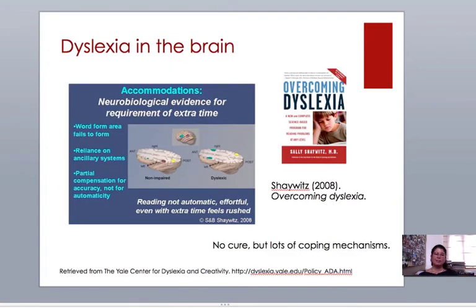And now we'll move from aphasias to dyslexia. Shaywitz has been slammed a couple of times because of this idea of overcoming dyslexia. You can never get rid of dyslexia, right? You can find some coping mechanisms, however. So what's suggested in her work has to do with a lot of coping mechanisms.